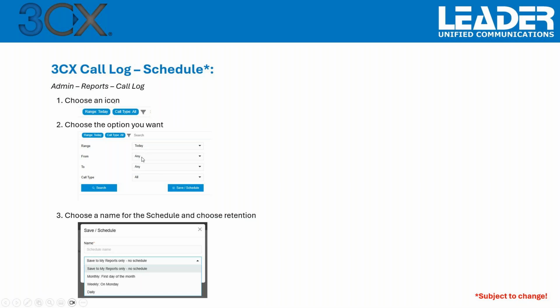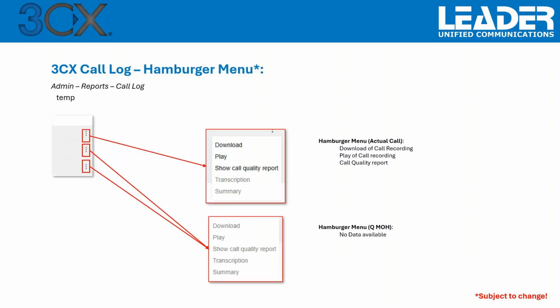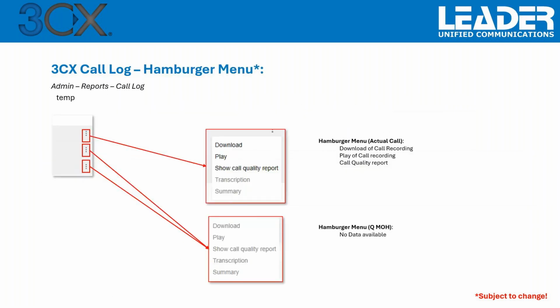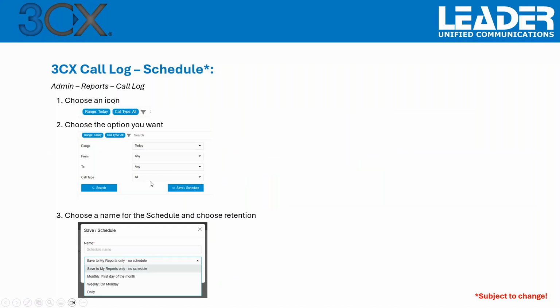Again, the from would be either from a specific extension, or it would be from a number that starts with a specific digit or a couple of specific digits. Then the to can be a specific destination. Again, I had that lined out in that list here. The to: any extension, user, queue, ring group, number that contains digits, number that starts with digits, match a dedicated number or match a billing code. Yes, it is the to field. Then the call type can be all, so answered or unanswered, or you can just filter based on answered.